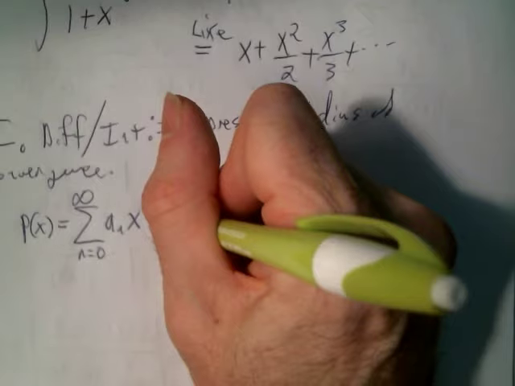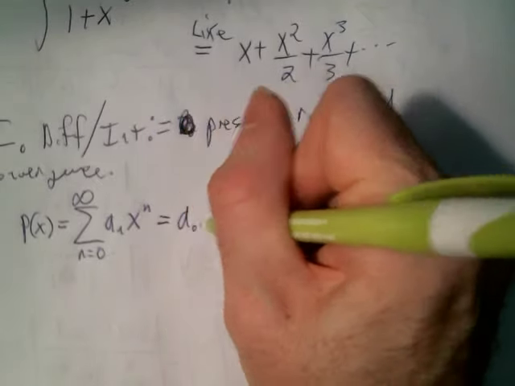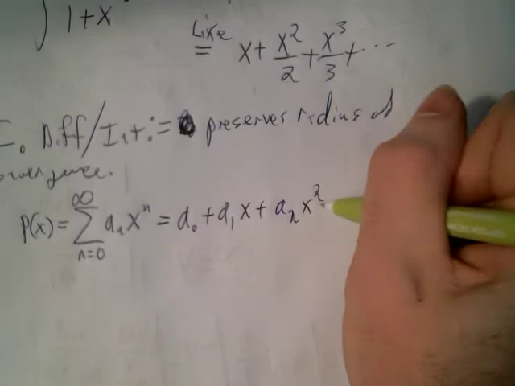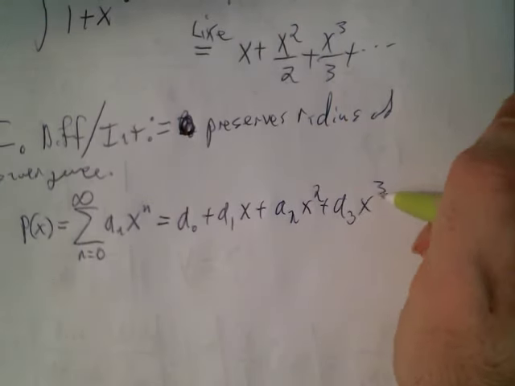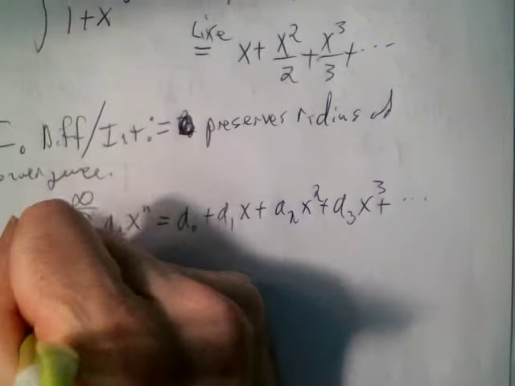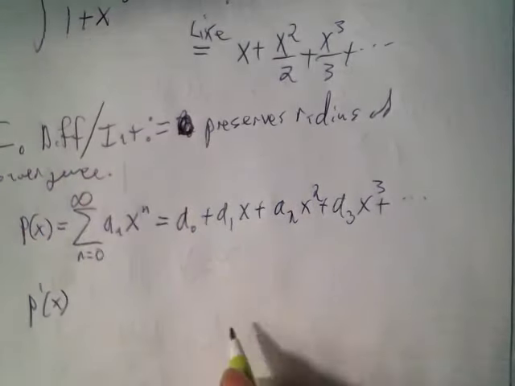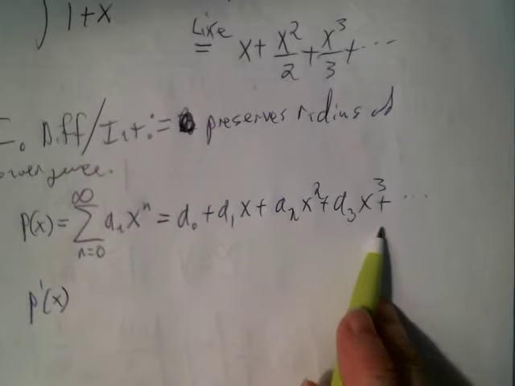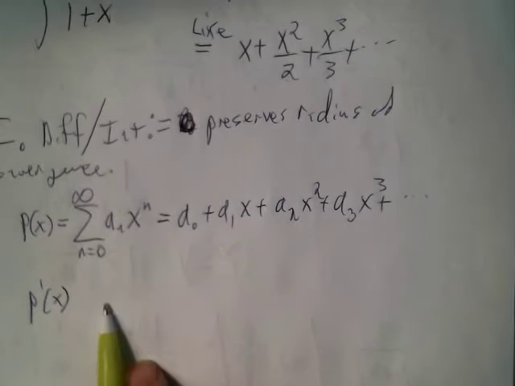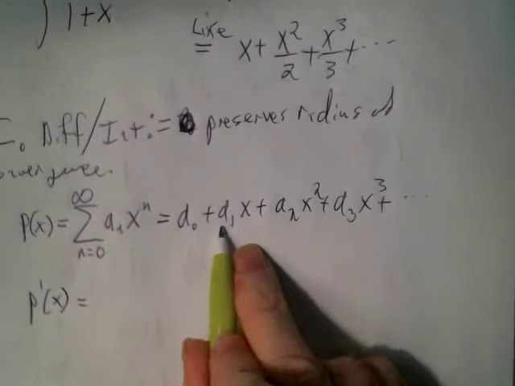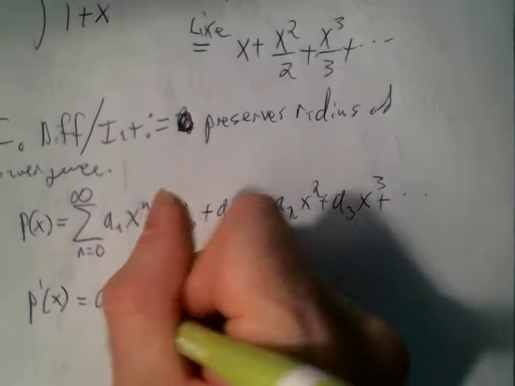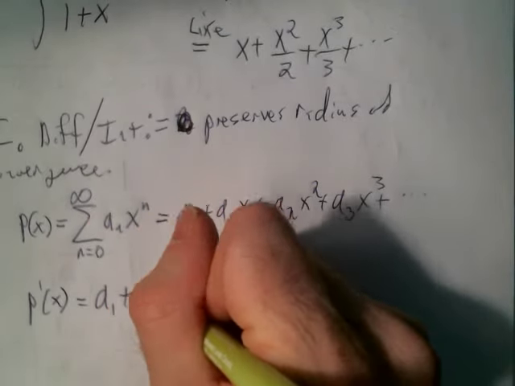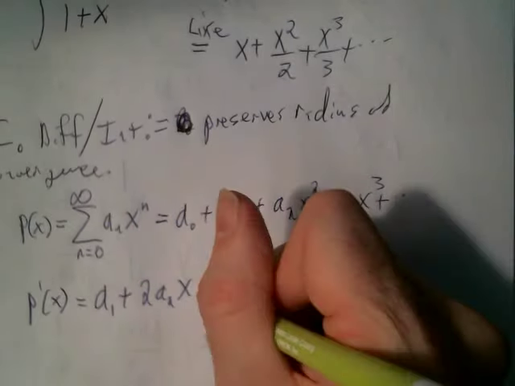Okay. So what is this guy? It's a sub 0 plus a sub 1 x plus a sub 2 x squared plus a sub 3 x cubed plus dot, dot, dot. You can take the derivative of this power series in two ways. You can either take the derivative of these term by term. So the derivative of a sub 0 is 0. The derivative of a sub 1 x is a sub 1. The derivative of a sub 2 x squared is 2 a sub 2 x, etc., right?